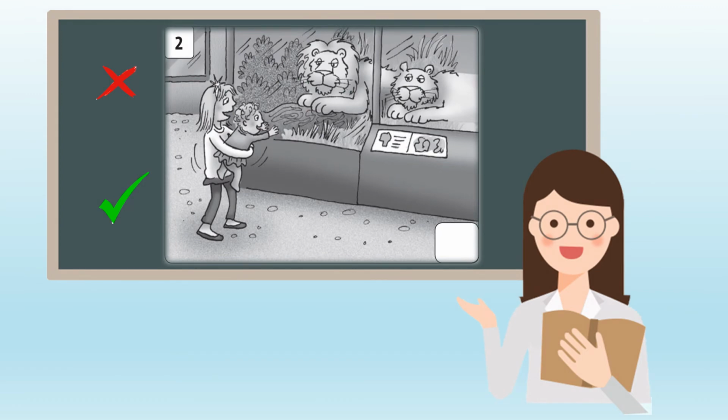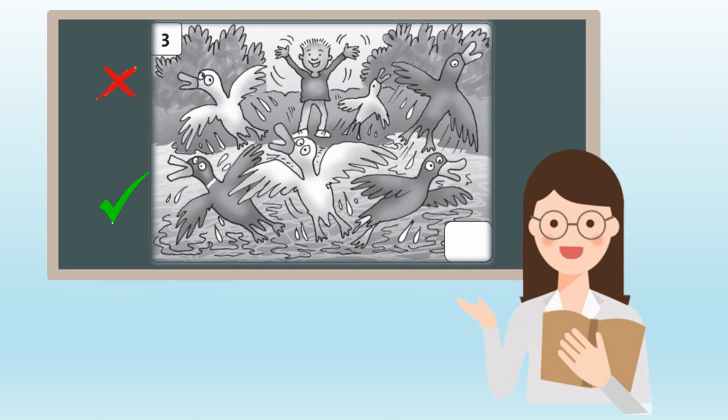Look at the girl and the baby. Are they good? Tick or cross? What do you choose? They are good. Look at the picture three. Is he good or bad? You choose cross. He's not good.